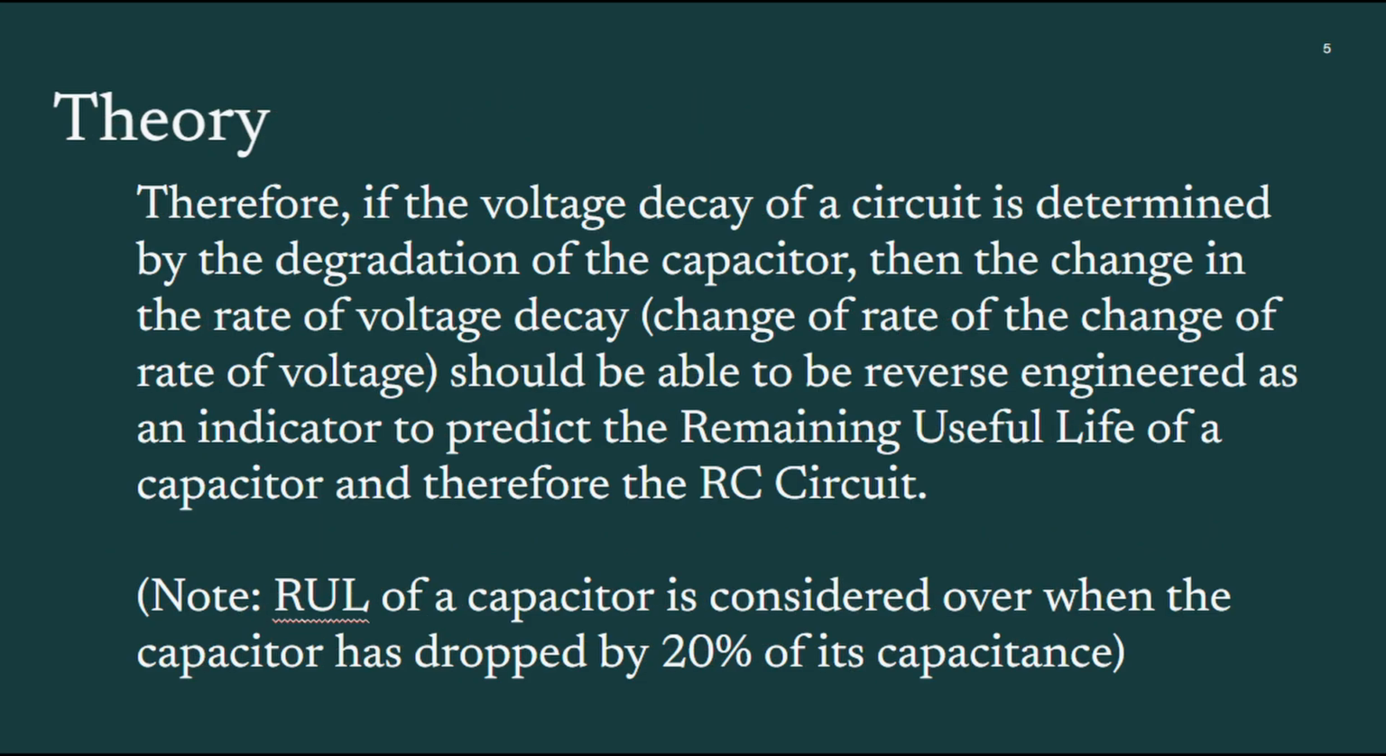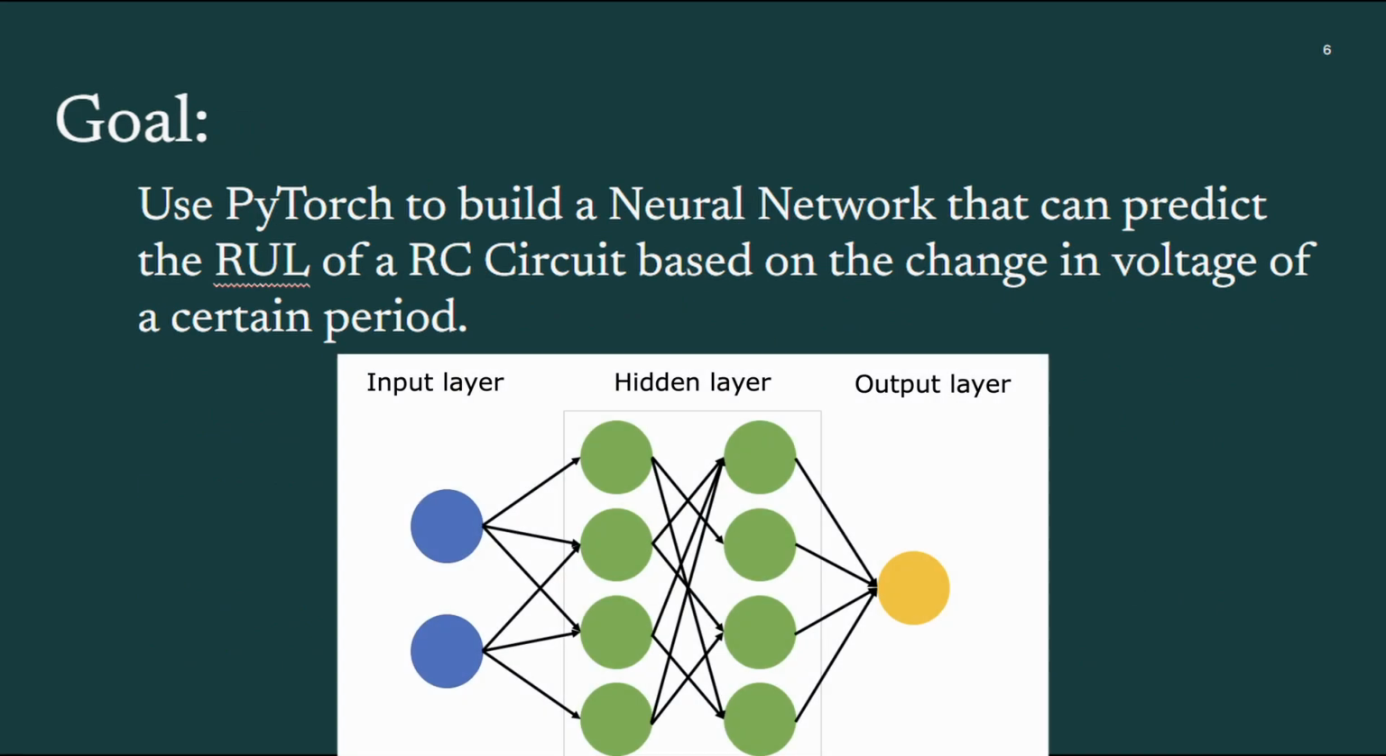If the voltage decay of a circuit is determined by the degradation of the capacitor, then the change in rate of voltage decay, or the change in rate of the change of rate of voltage, should be able to be reverse engineered as an indicator to predict the remaining useful life of the circuit, aka the point at which a capacitor drops by 20% of its capacitance. That is what brought me to my goal.